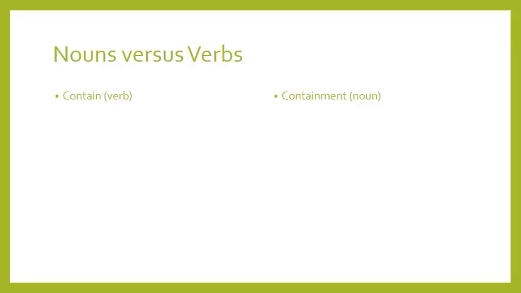The word contain is a verb. It's something that you can do. So you might find this in a sentence. We can contain the problem. In this case, it's in its verb form. But every word in some way or other has a noun form. And you can see that across the screen here. The word containment is the name of that action. So we would call that a noun.